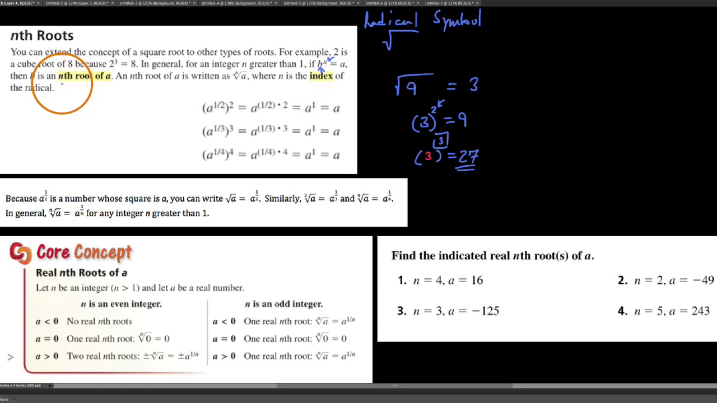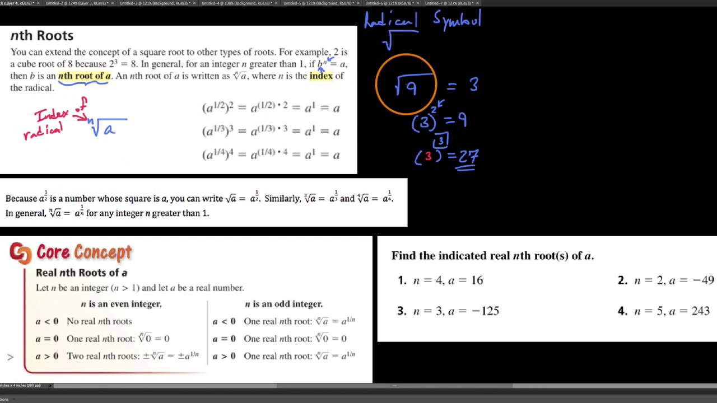We refer to this as the nth root of a, and an nth root of a is written just like this right here, and I'll rewrite it again. Basically, if a square root is written this way, we say the nth root is written this way right here. There are a few bits of vocabulary I want to put in here. We call this the index of the radical, and the index of the radical out here basically tells you what root you are taking.